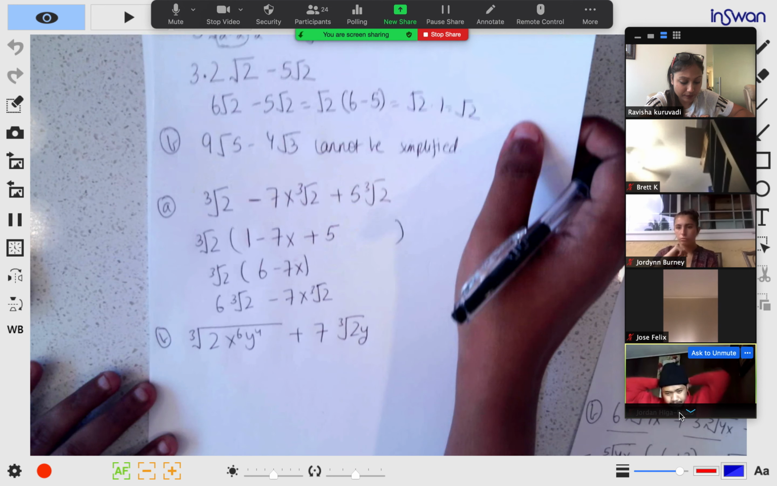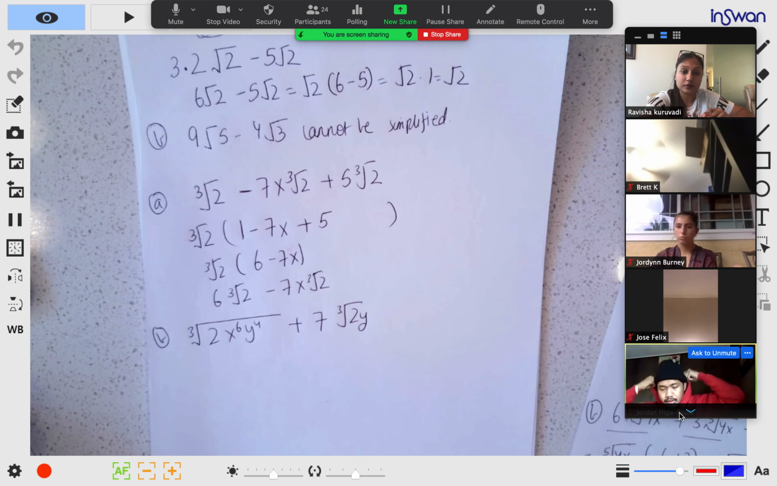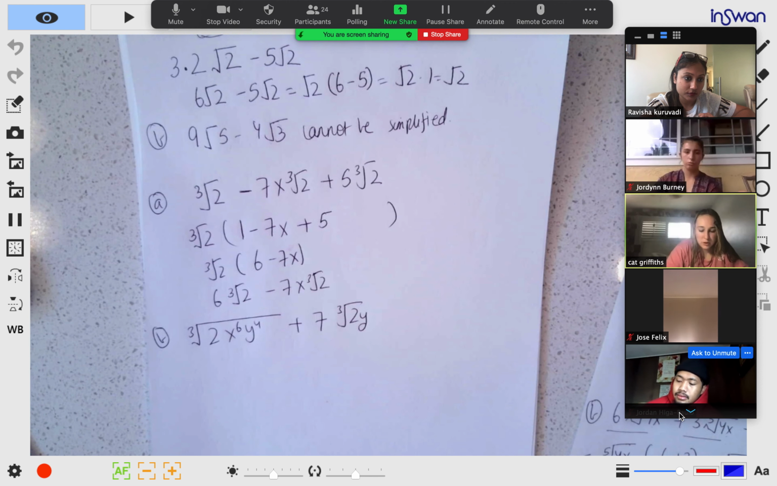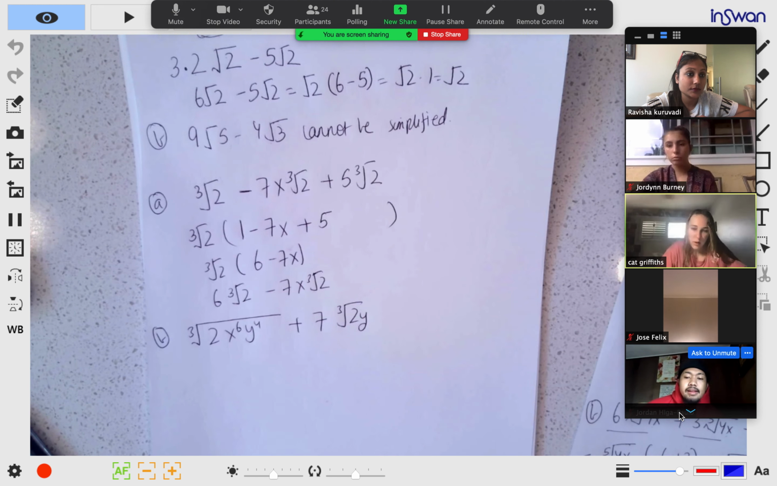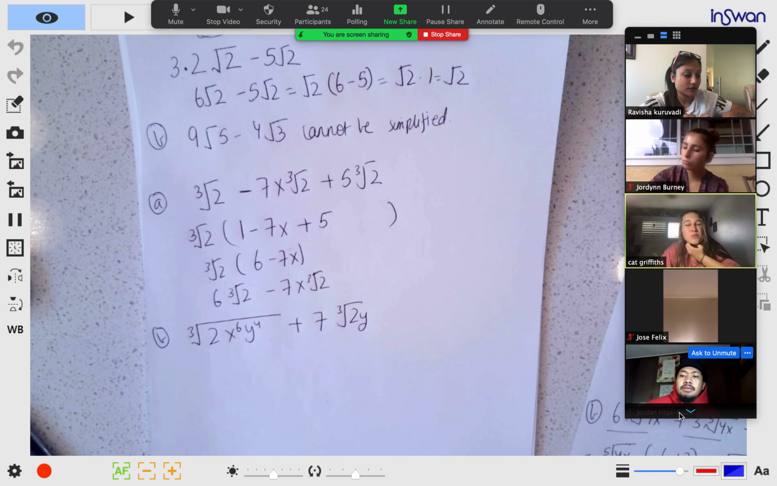Cat? Yes. Okay. How can we solve this? I'm just gonna finish writing it and then I'll help you. Sure. It's a little different from the other ones we've done, so I'm just trying to think of what to do first.